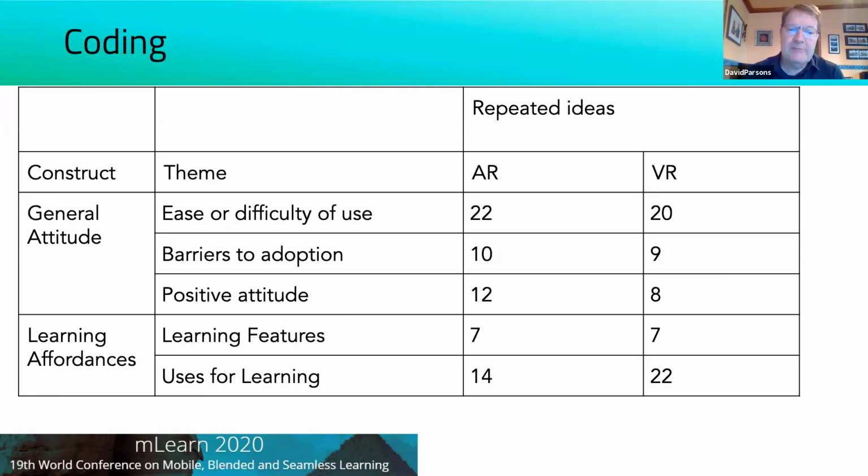There was quite a lot of stuff about positive attitude, which was interesting. So very little negative attitude, but I guess the most important thing was ideas around learning affordances. And so again, we saw 2 very clear themes. One was, what were the learning features? So how did they perceive the potential affordance, and then the uses for learning? So what was the actual affordance that they thought they would be able to put into practice? Okay, next slide, please.